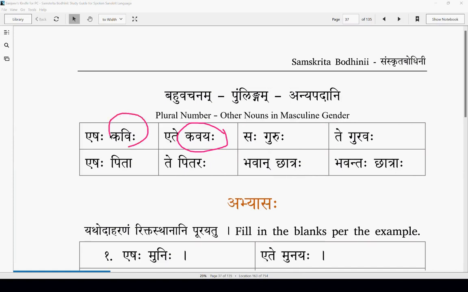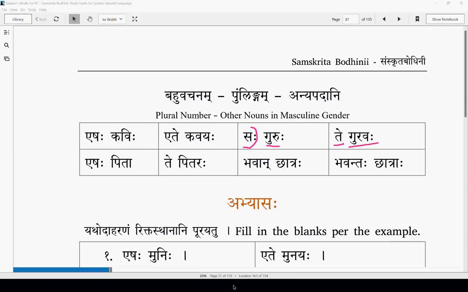What is the meaning of Kavi? Poet. A poet. So many poets: Kavayaha. At the same time, notice this also. You already know this: Esha becomes ete if it is bahuvachanam. Poets, many poets. And similarly, saha becomes te; guru in bahuvachanam is guravaha.